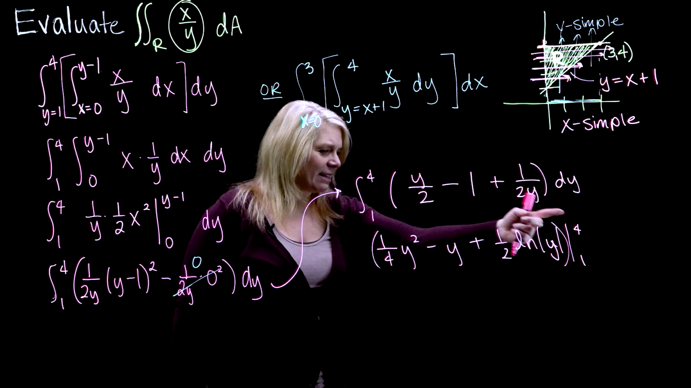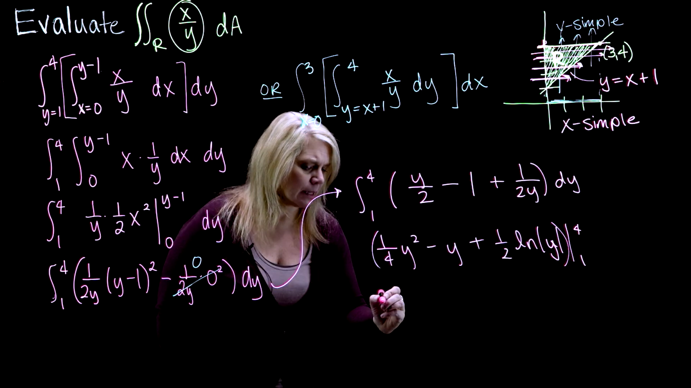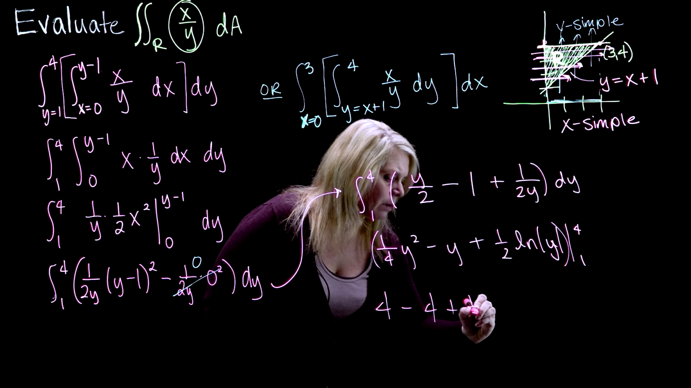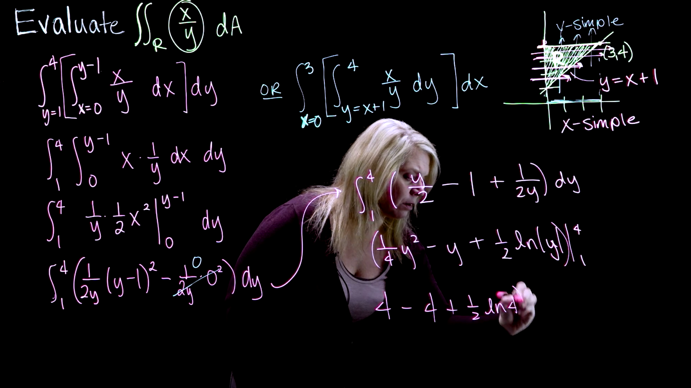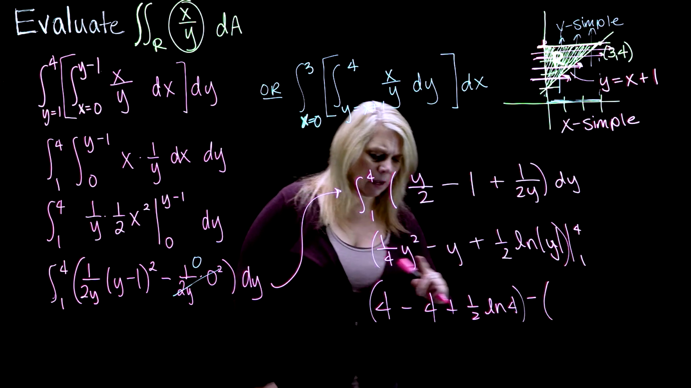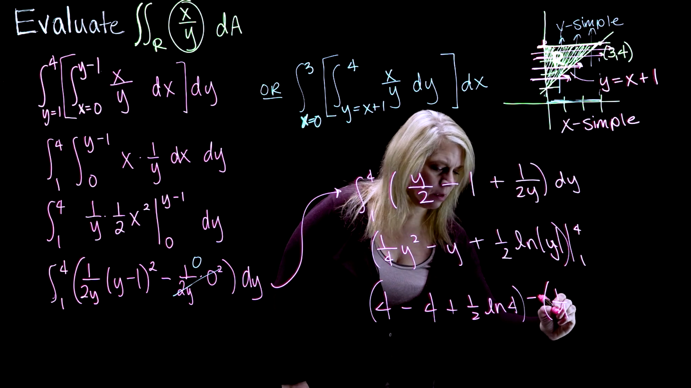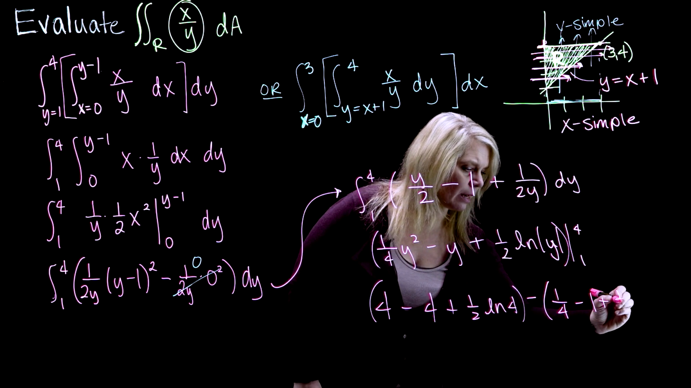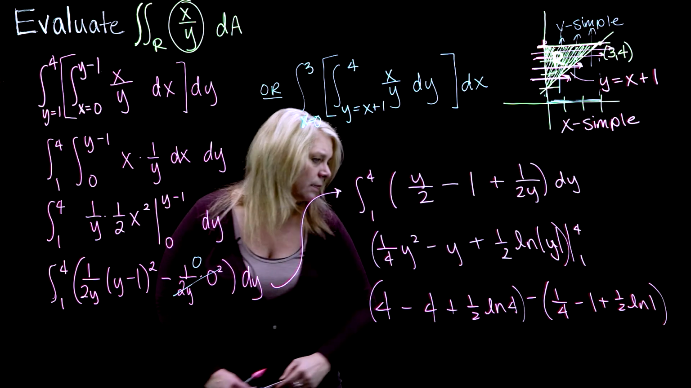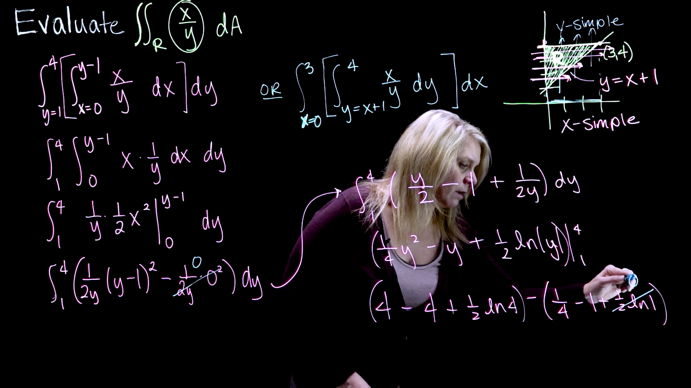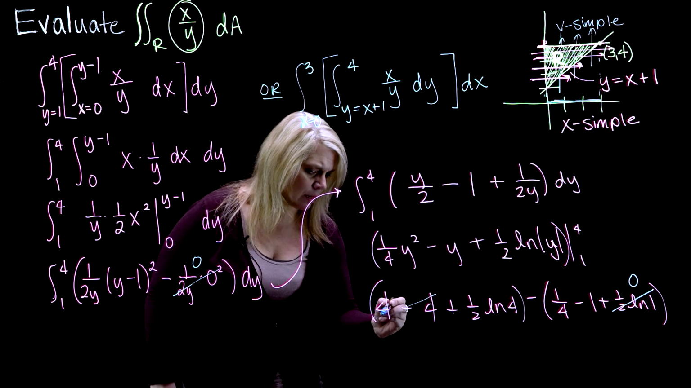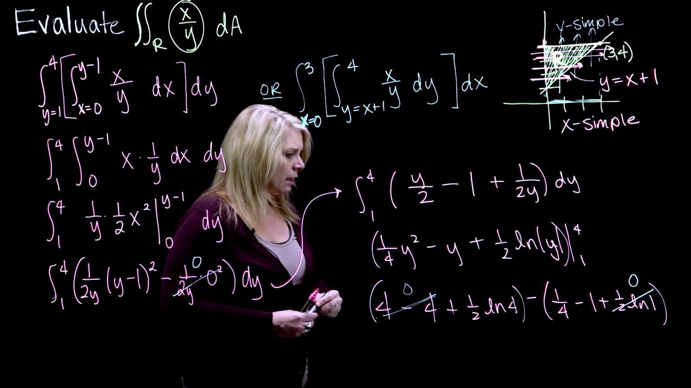All right, so let's see. When I put in the 4, I'll have 1/4 times 16, so 4, minus 4, plus 1/2 ln of 4. And then when I put in 1, I'll have 1/4 minus 1 plus 1/2 ln of 1. ln of 1 is 0. And at that point, I actually have my answer. It's just a matter of tidying it up. These two add up to 0 as well.